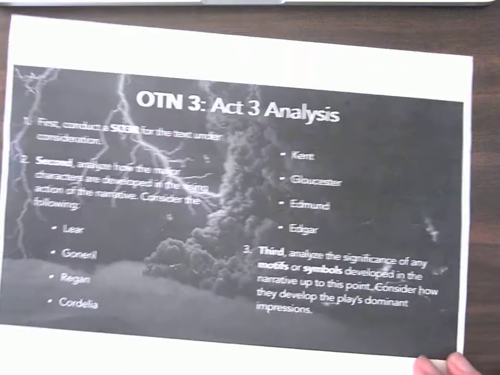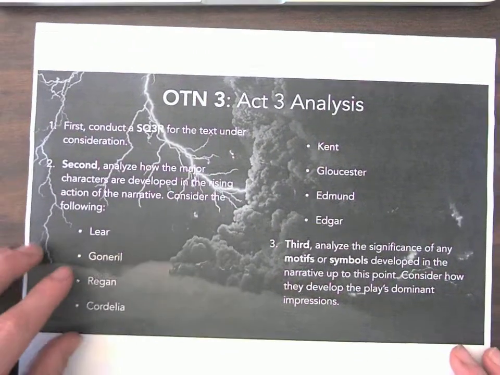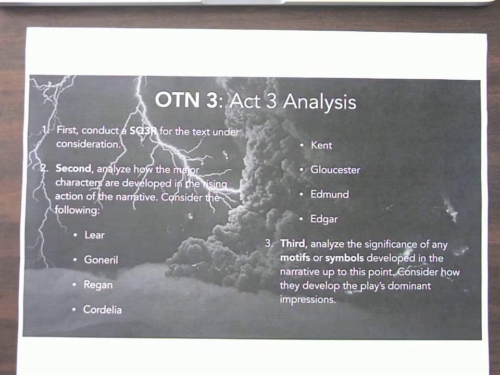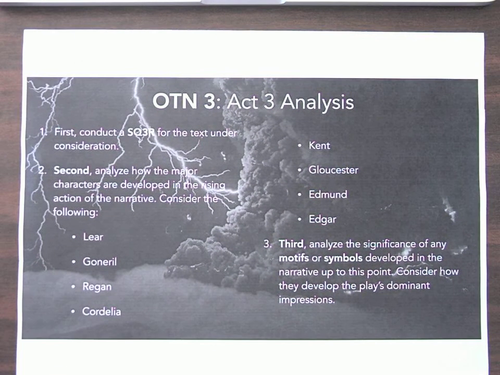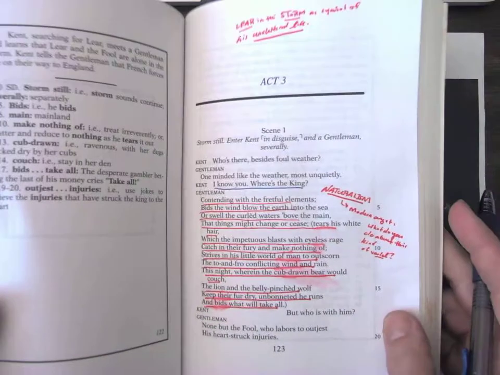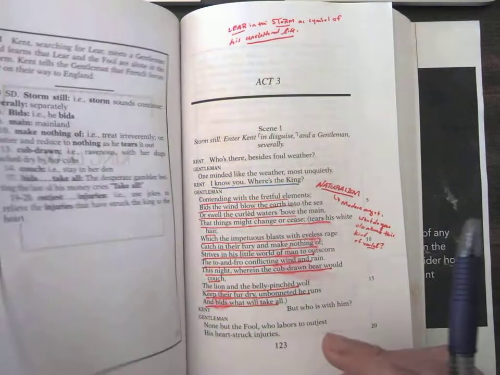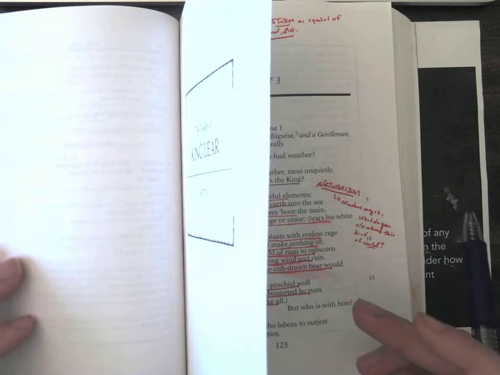Let's go ahead and get into OTN 3, which is going to analyze Act 3. We're going to look at Lear today. I'm going to cover a lot of ground. To get started, we want to turn to Act 3 and think briefly about the context of what has come to pass.